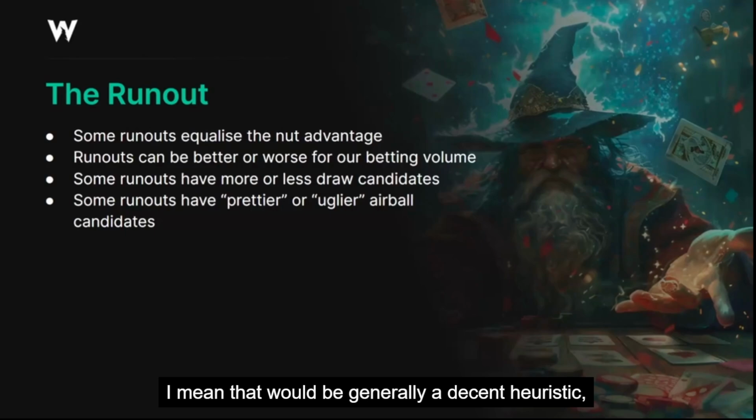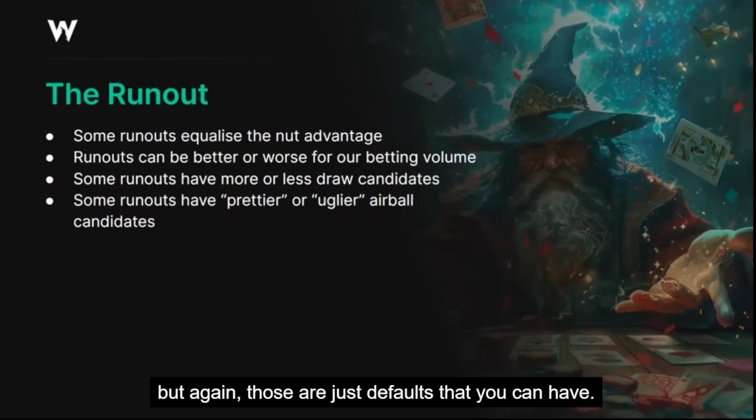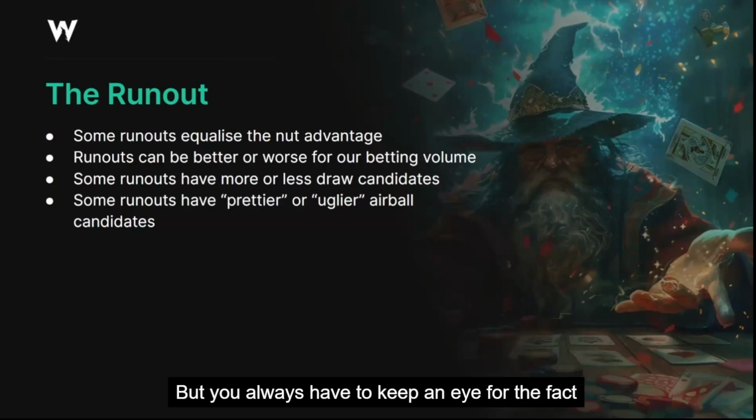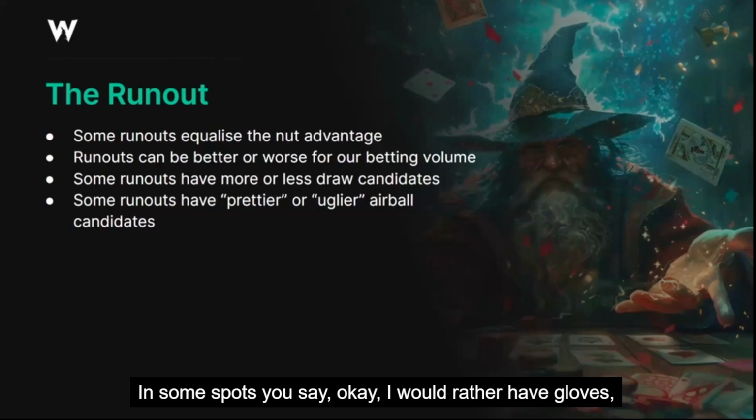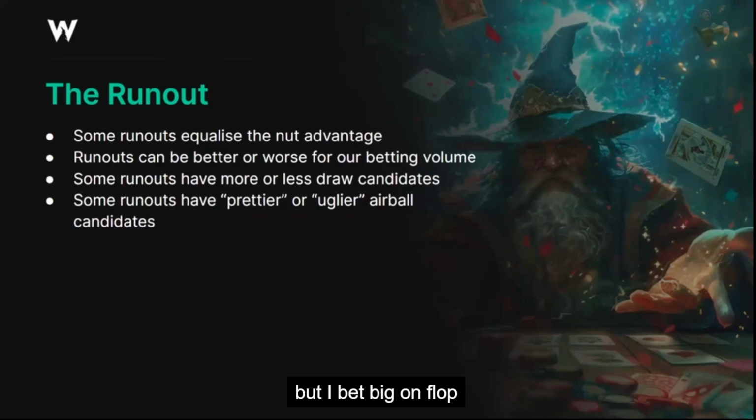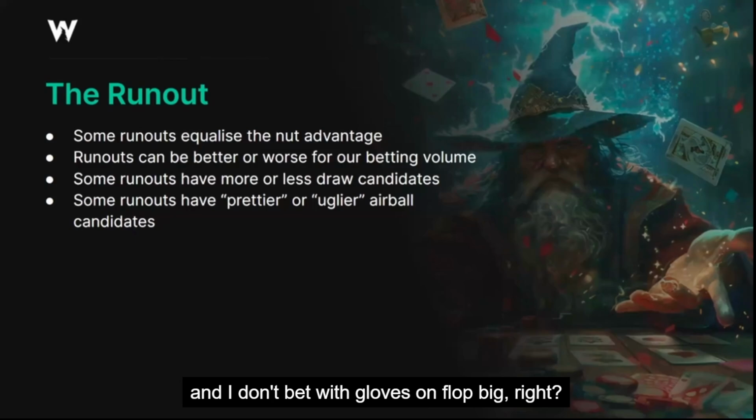Yes, I mean, that would be generally a decent heuristic. But again, those are just defaults that you can have, but you always have to keep an eye out for the fact that your air composition is going to be very different depending on the spot. In some spots, you say, okay, I would rather have clubs, but I bet big on flop and I don't bet with clubs on flop big, right? So then what are you going to bet on turn, right?